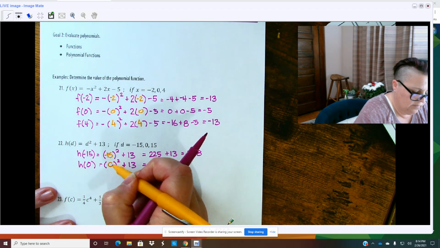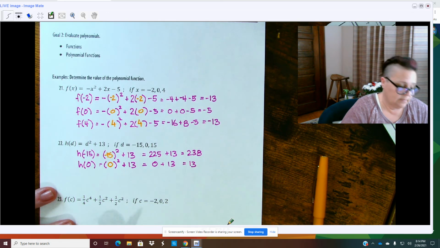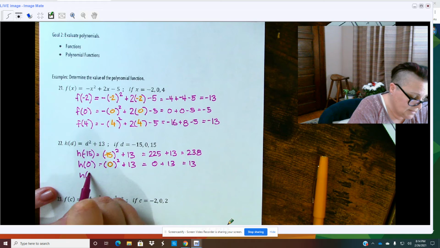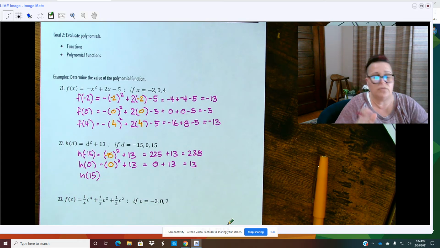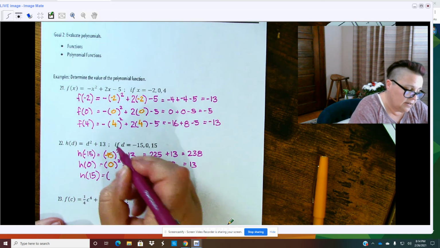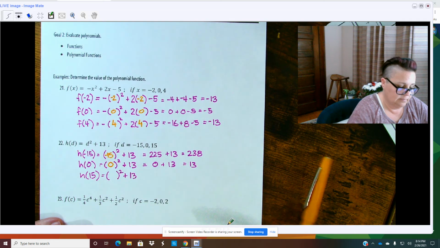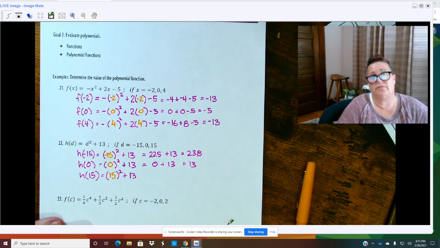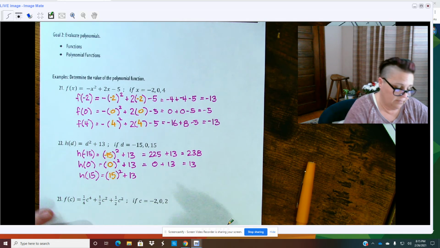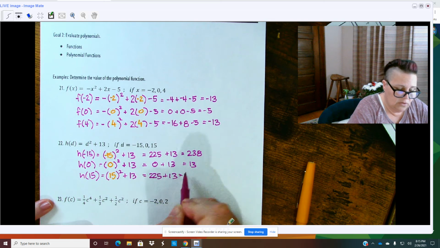Sorry, I jumped the gun there. 0 squared plus 13, which is 13. And then if I do h of a positive 15, that means I'm putting positive 15 in wherever there was a d. So instead of d squared, this is going to be 15 squared plus 13. And I already told you 15 times 15 is 225. So that's going to be 225 plus 13, which is again 238.